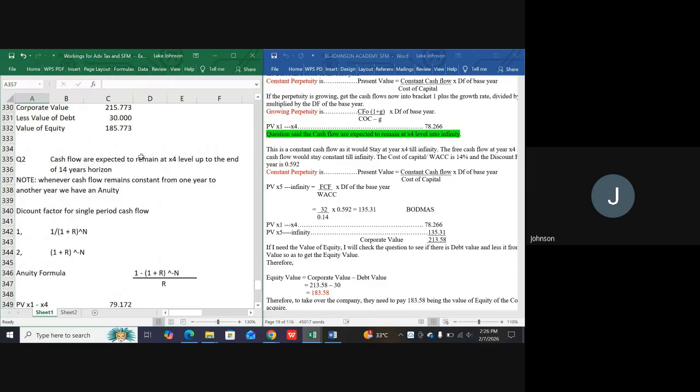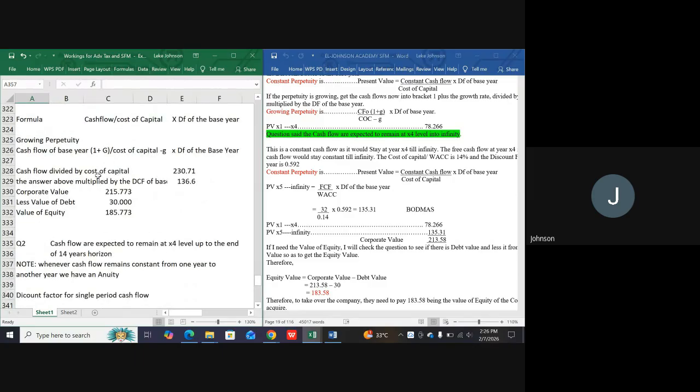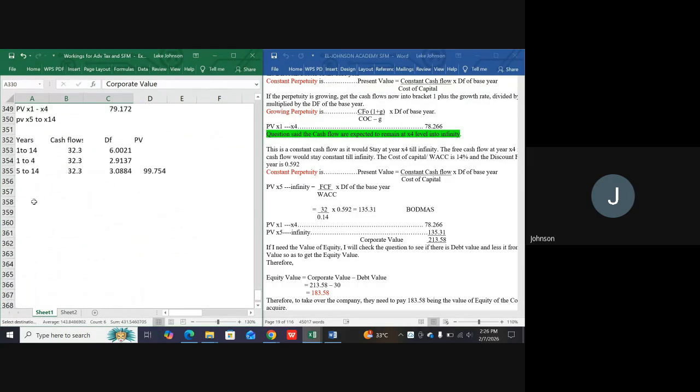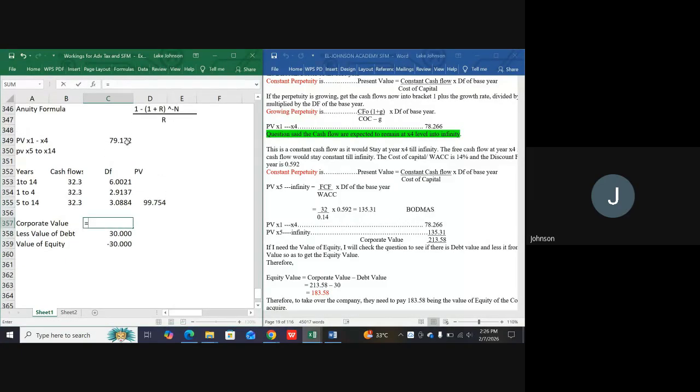So let's now come here. Let's copy something from here. We want to copy this and bring it down here. So here, our corporate value becomes equal to, we now pick our 1 to 4, right, plus our 5 to 14. We now add it together.